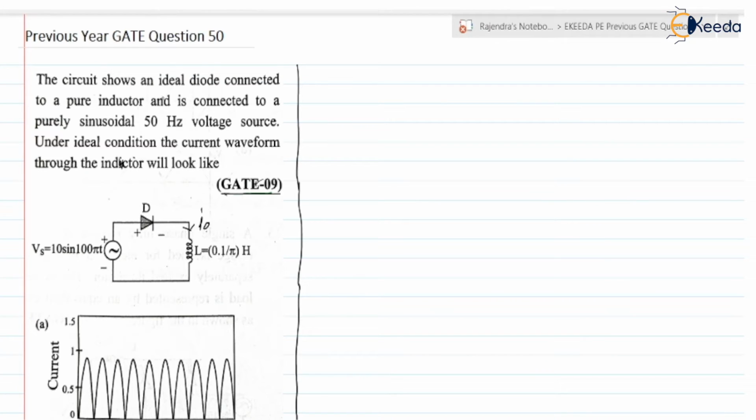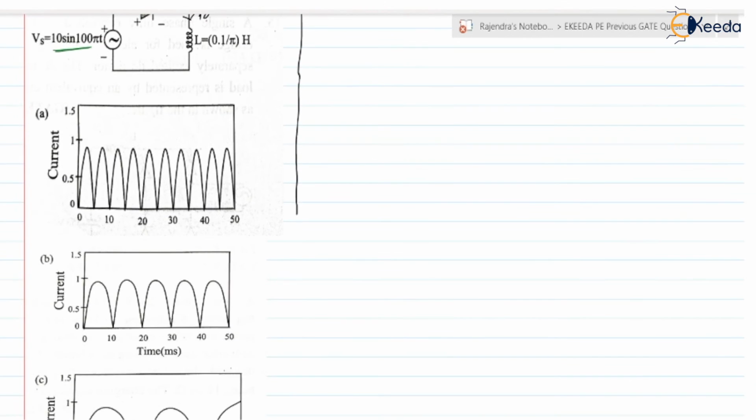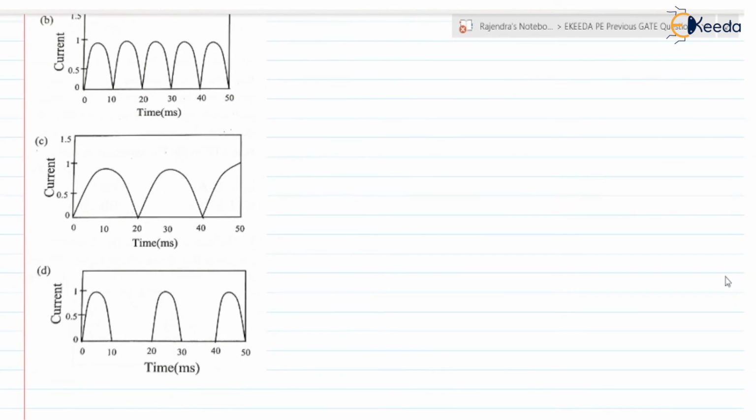The circuit shows an ideal diode connected to a pure inductor and is connected to a purely sinusoidal 50 Hz voltage source. Okay, it is a 50 Hz voltage source we are having. Under ideal condition, the current waveform to the inductor will look like. So here we need to find the I0 waveform, and they have given four options for the I0 waveform: A, B, C, and D.